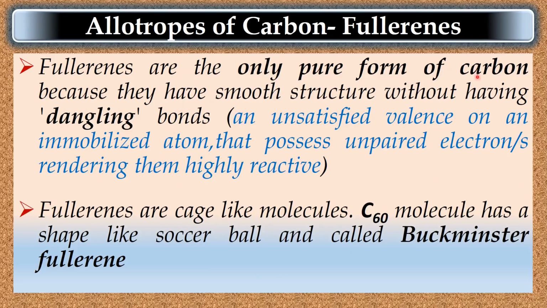Fullerenes are the only pure form of carbon because they have smooth structure without having dangling bonds. Here dangling bonds means an unsatisfied valency on an immobilized atom that possesses unpaired electrons, rendering them highly reactive. So there are no dangling bonds in fullerene.